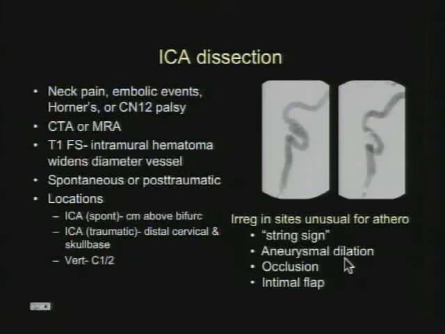So when should you suggest dissection? Well, really whenever you see irregularity in sites that are unusual for atherosclerosis, because dissection can present as a string sign, so it can present as luminal narrowing, it can present as aneurysmal dilatation, it can present as occlusion or even intimal flap. And here you can see a case of dissection with pseudoaneurysm in the cervical carotid. This is post-traumatic, and this is post-coiling.